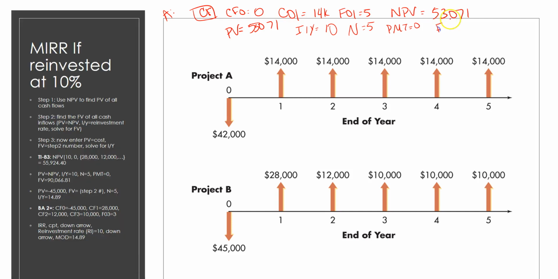Remember that your calculator requires either the present value or the future value to be negative. So step 3 says now we enter the present value. The present value is equal to the cost of the project, so that's negative 42,000. Future value was our step 2 answer, and we're going to solve for I/Y. We still have 5 years and no payments. Either your present value or your future value has to be negative, so I'm just going to use the absolute value of the future value we calculated in step 2.